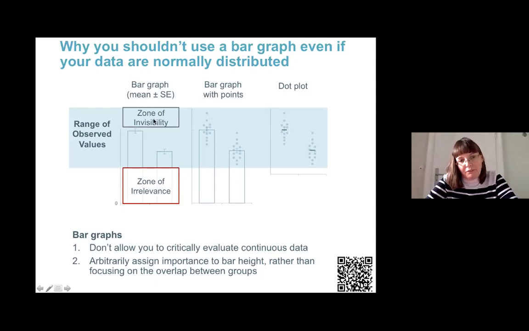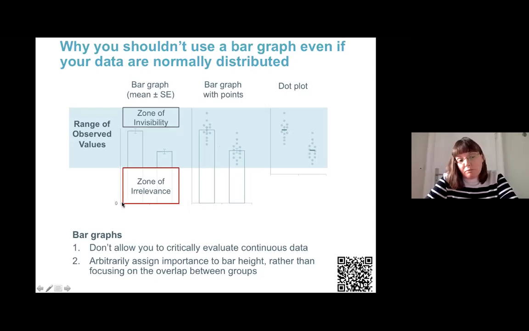And this is called the zone of invisibility. The second problem is that we often start our bar graphs with a value of 0. And we'll talk about this a little bit more later. But sometimes 0 is a biologically and physiologically meaningful value. And in other cases, it's really not a meaningful value at all.